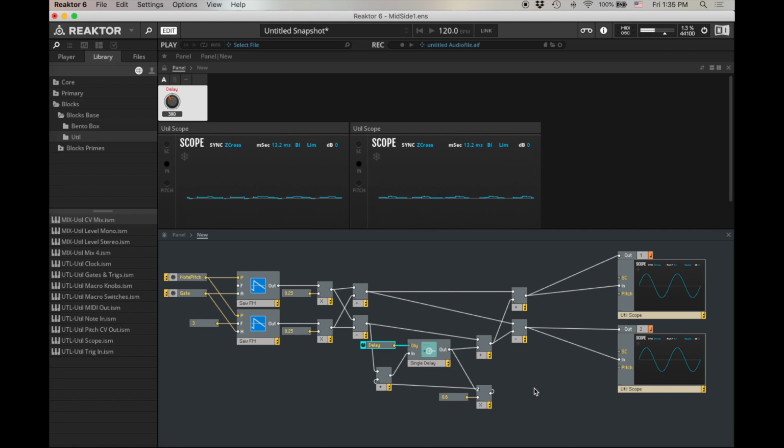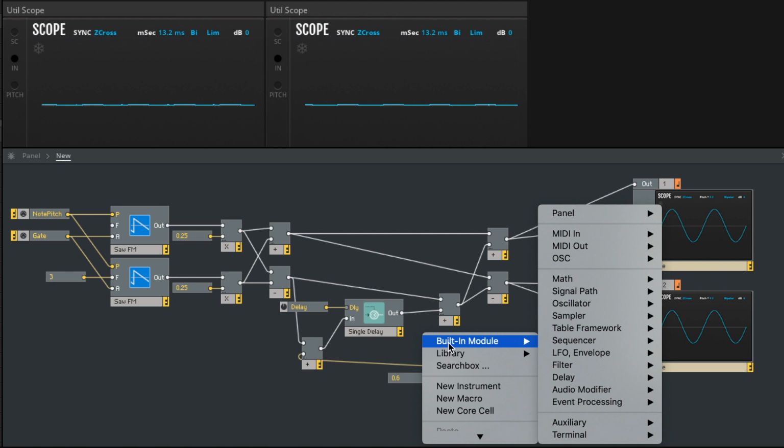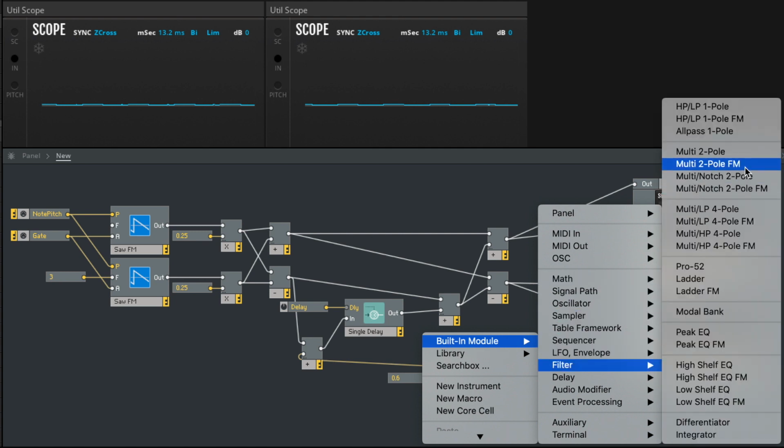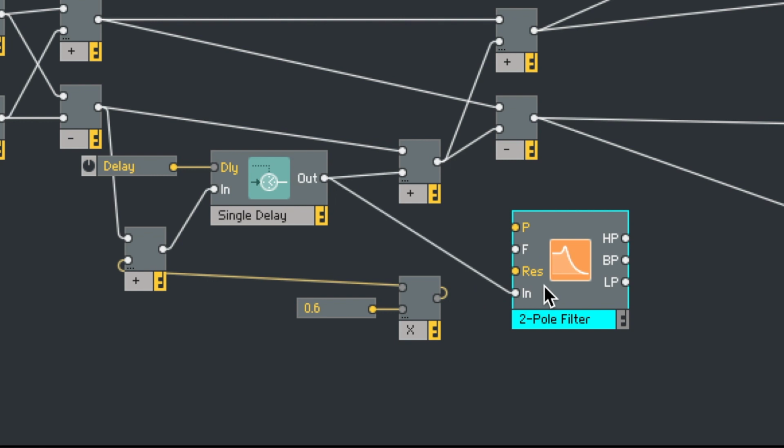Of course, we could combine the filter and the delay. Let me think about where I would put that. We could put it in the feedback chain here. So we'll add back in built-in module, filter. Oh, I did the wrong one, but that's okay. I'm not going to use the FM. The delay goes in here. The high pass will go into our feedback.